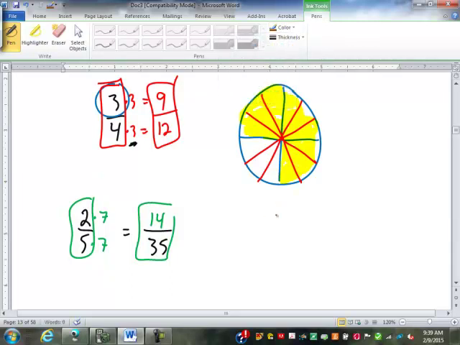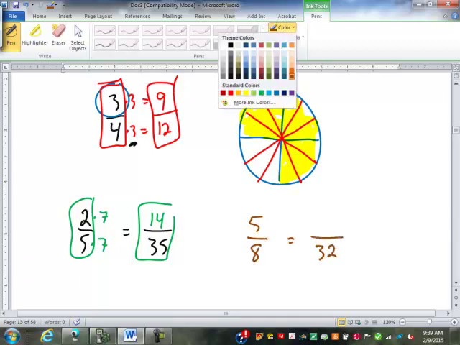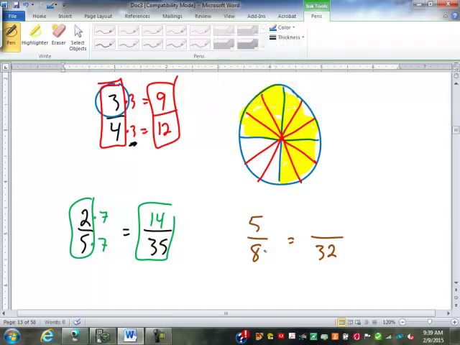Or we might have 5/8, and we want to change it to be 32nds. What are we going to multiply the 8 by to turn it into a 32? 4. So 5 times 4 is 20. So 20 32nds and 5/8, again, are the exact same amount.